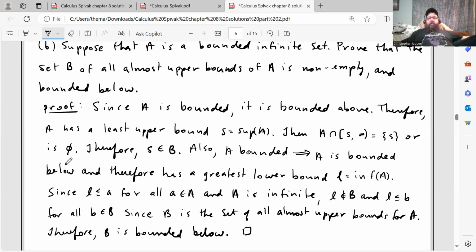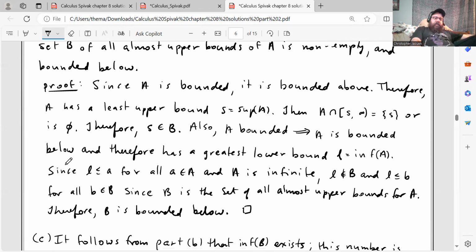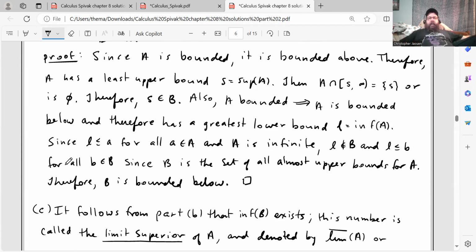Also, A bounded implies that A is bounded below, and therefore has a greatest lower bound, which I'm calling L. So L here is the infimum of A. Since L is less than or equal to a for all a in A, and A is infinite, L is not an element of B, and L is less than or equal to b for all b in B.